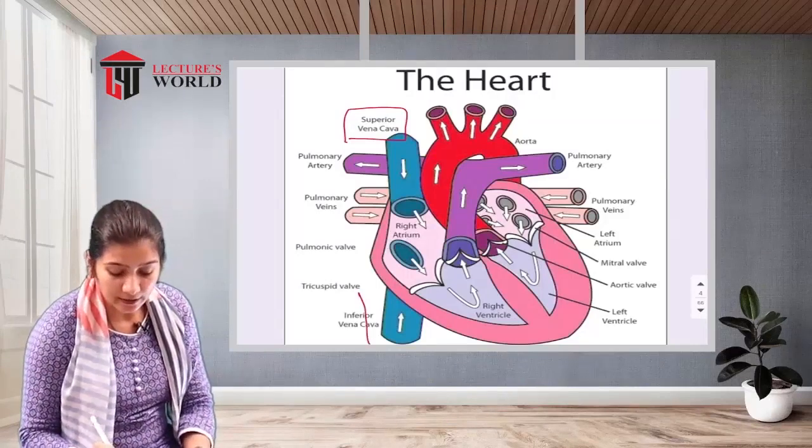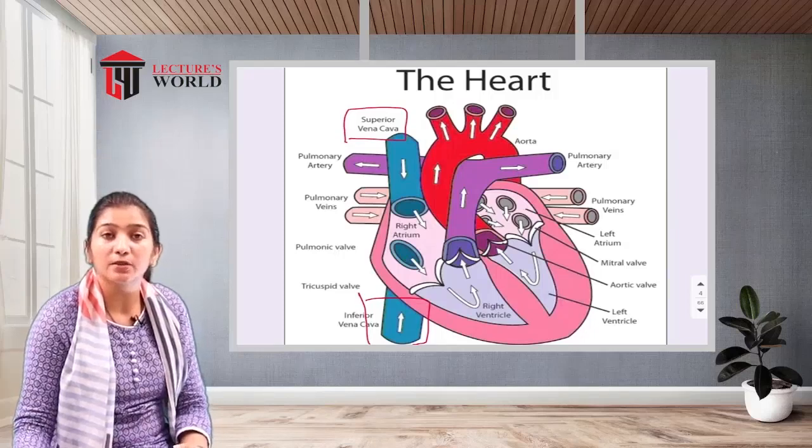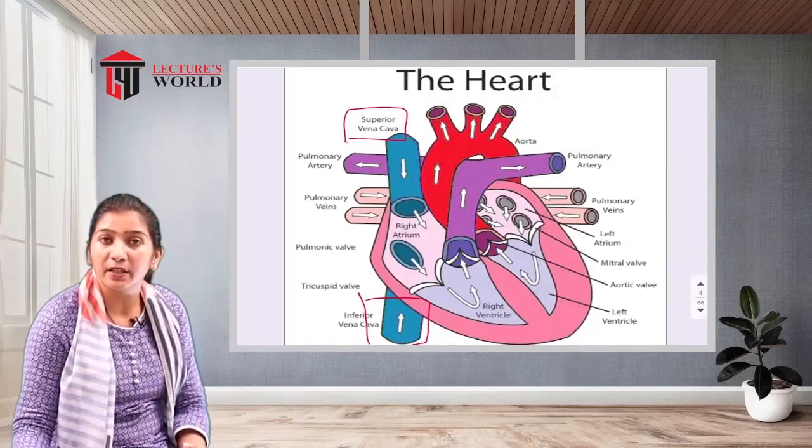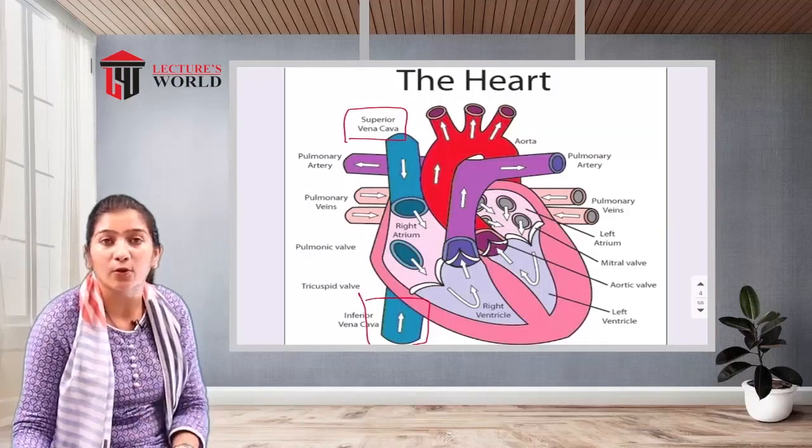Here you can see the inferior vena cava. Inferior, it is situated on the apex side. That's why it is known as the inferior vena cava. And the inferior vena cava is collecting the deoxygenated blood from the lower part of the body.